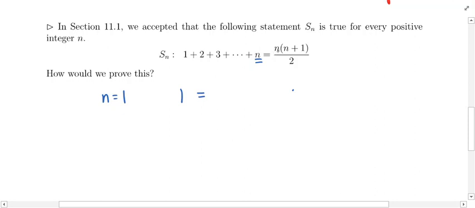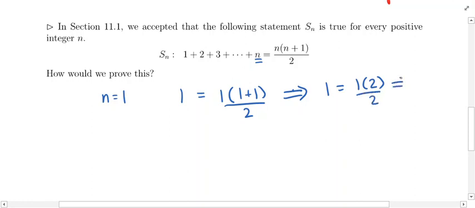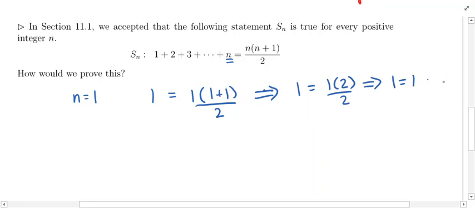Is that equal to, your n value would be 1 here. On the right, plug in 1 for n. Is this equal to 1 times 1 plus 1 divided by 2? Well, is it? This is going to tell me that 1 equals 1 times 2 divided by 2, which tells me 1 equals 1. It's true for n equals 1. Then I could test another counting number.